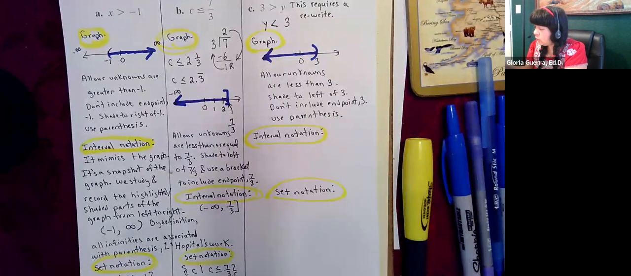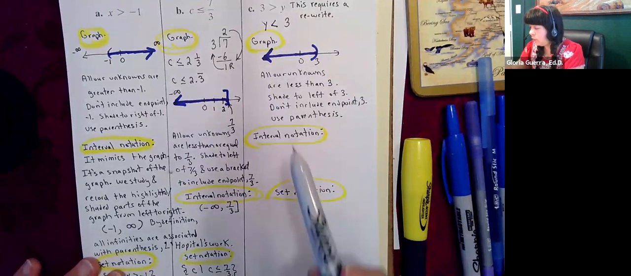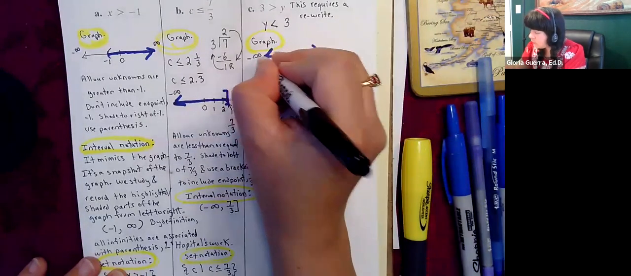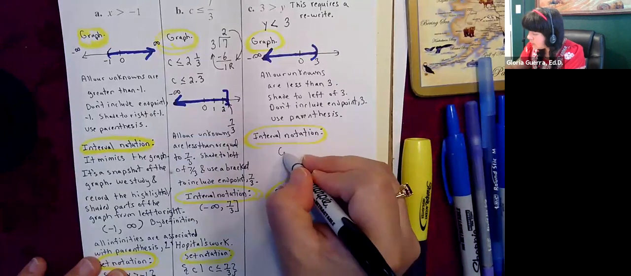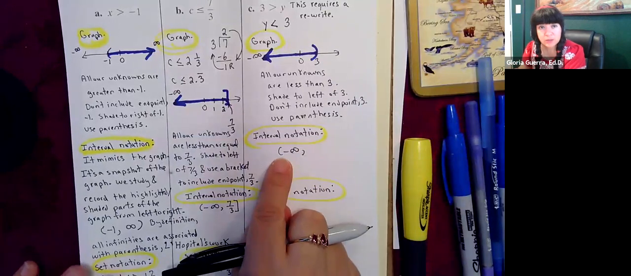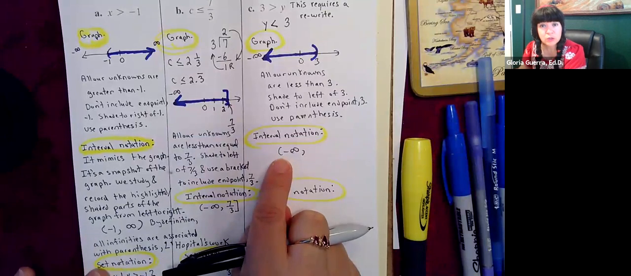And so the interval notation, it's a snapshot of your graph and you read it from left to right. So again, you see on the far left, that's reflective of negative infinity. So you have parenthesis, negative infinity. By definition, all infinities, whether they're positive or negative, are always associated with parentheses. They don't actually include any endpoints.